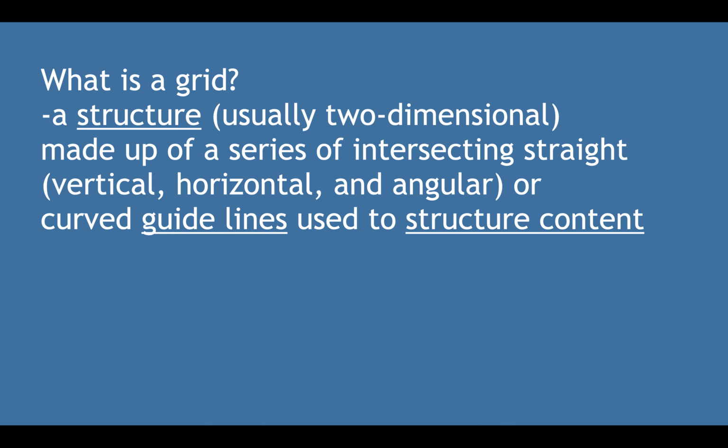The first question, of course, is what is a grid? A grid is a structure, usually two-dimensional, because it's visual, it's going to be on a screen or on print normally. It's a structure that's made up of a series of either intersecting straight lines or curved guidelines used to structure content. The straight lines are vertical, horizontal, or at an angle. So the reason that you have this grid is it provides these different lines that provide a structure to help your content reside on a web page, visualization, or some kind of print format.